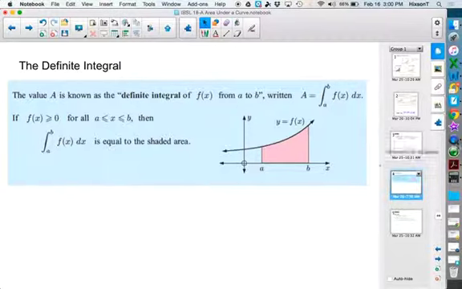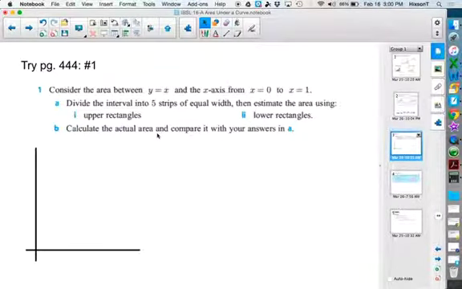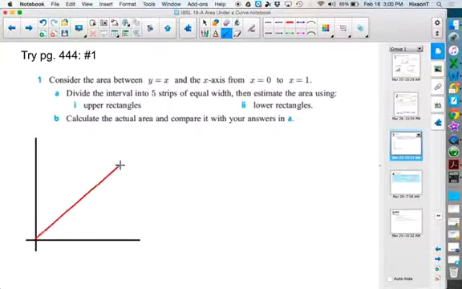Now, I want to use this process that we talked about here, and I want to actually run through one like it, and I'm going to give you another one like it to practice on your own. This is page 444, number 1. We're going to consider the area between the line y equals x and the x-axis from x equals 0 to x equals 1. So we've got a line, and we're going to find the area from 0 to 1.